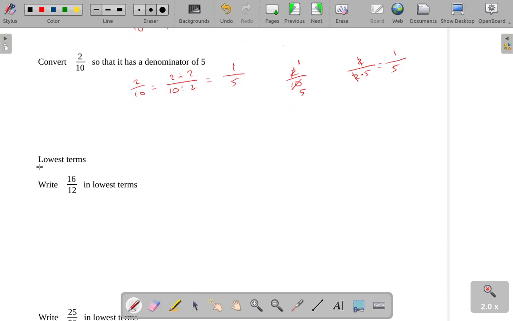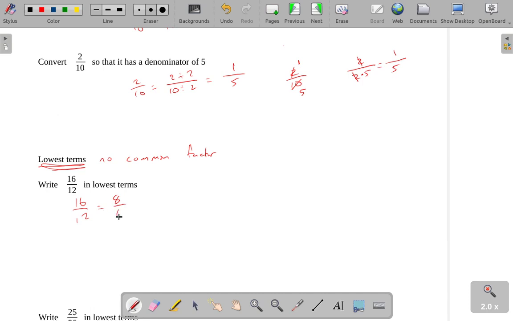So, lowest terms. A fraction is in lowest terms when there are no common factors between the numerator and the denominator. So when you look at something like 16 over 12, I'll do two different ways of putting this into its lowest terms. The first way is just going forward with it without really thinking ahead. And this would be noticing that both those numbers are even and saying, well, I can divide both those numbers by 2 since they're both even.